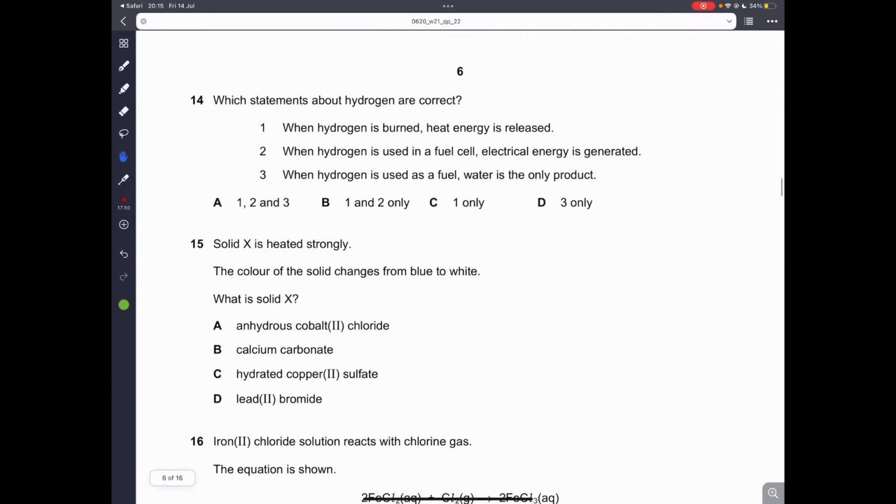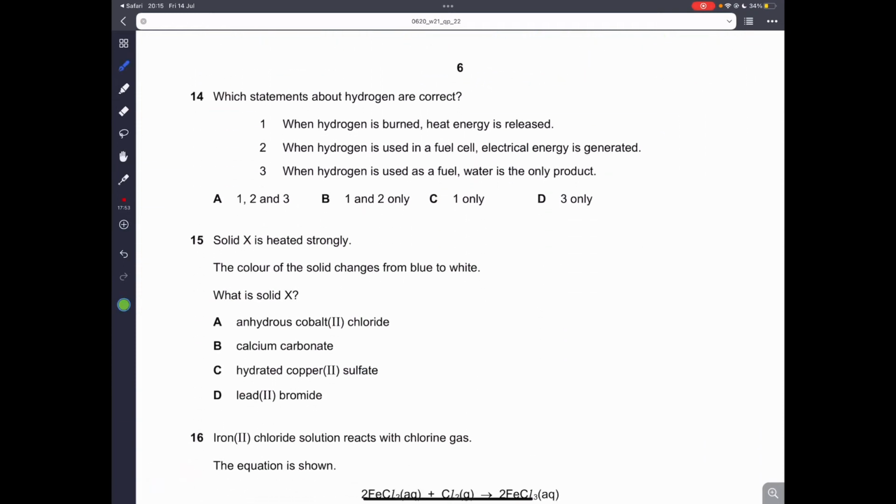14. Which statements about hydrogen are correct? When hydrogen is burned, heat energy is released. That's correct. When hydrogen is used in a fuel cell, electrical energy is generated. This is correct. When hydrogen is used as fuel, water is the only product. This is also correct. So all three statements are correct. A is the correct answer.